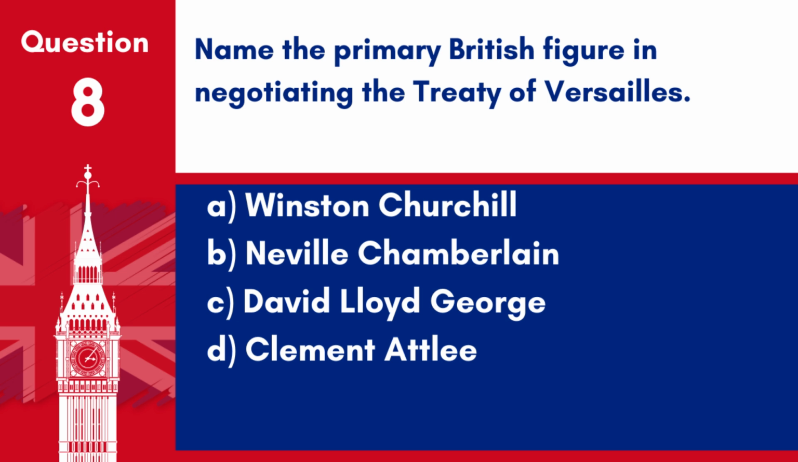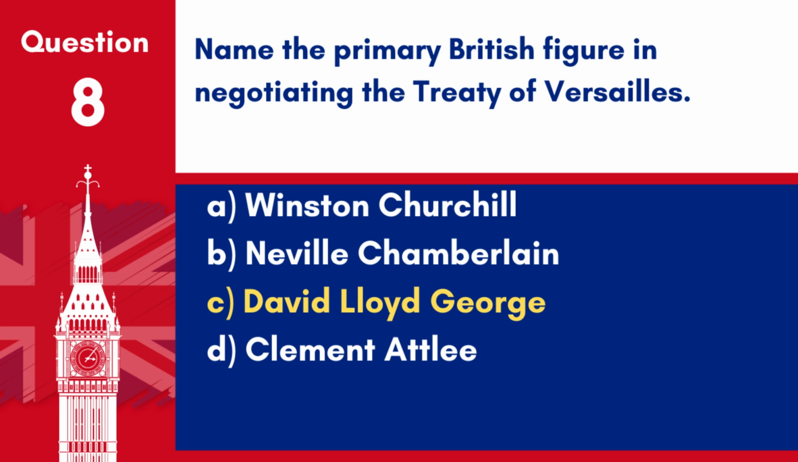Question 8. Name the primary British figure in negotiating the Treaty of Versailles. A. Winston Churchill. B. Neville Chamberlain. C. David Lloyd George. D. Clement Attlee.